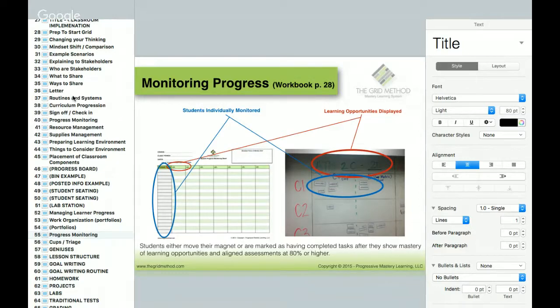Some of the more successful students in my class would normally fail other classes, but they would pass mine because they knew what they had to do, because the grid's giving them a clear learning path from the first day of the unit to the last day of the unit.